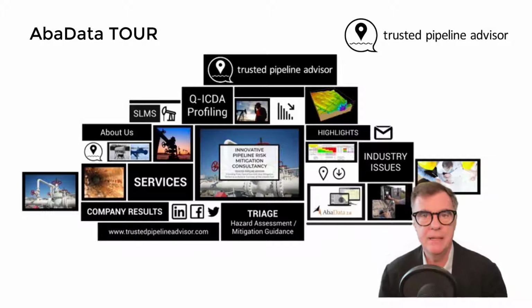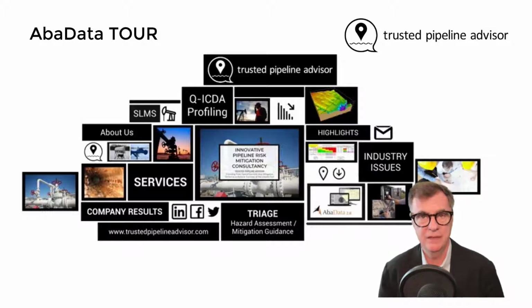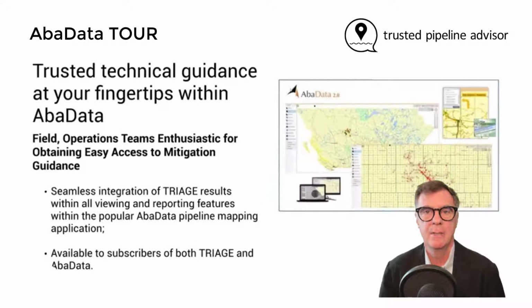In this short video, we demonstrate how access to the triage assessment results and mitigation guidance within the popular AbaData pipeline mapping application are presented to field operations teams. The teams have been consistently enthusiastic for the opportunity to gain access to triage results within AbaData, and for those clients who subscribe to triage and to AbaData, the results are available within all workflow components within the AbaData software, including map selection, reporting, and global database querying.